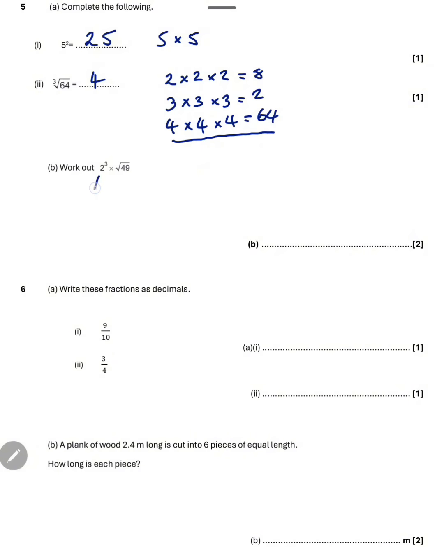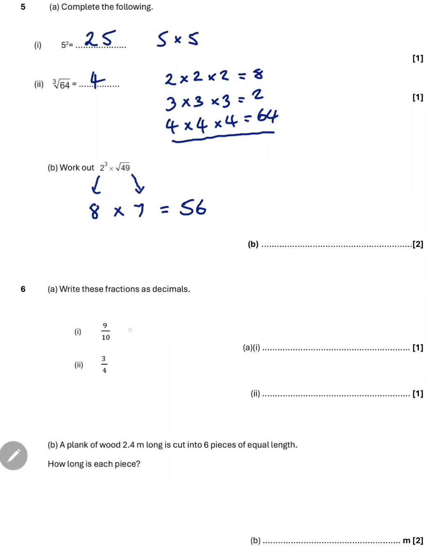Part B to this, we've got to do 2 cubed. Well, we know 2 cubed, 2, 4, 8. The square root of 49. Well, I know the square root of 49 is 7 because 7 7s are 49. And we're going to multiply those together. 7 8s are 56.